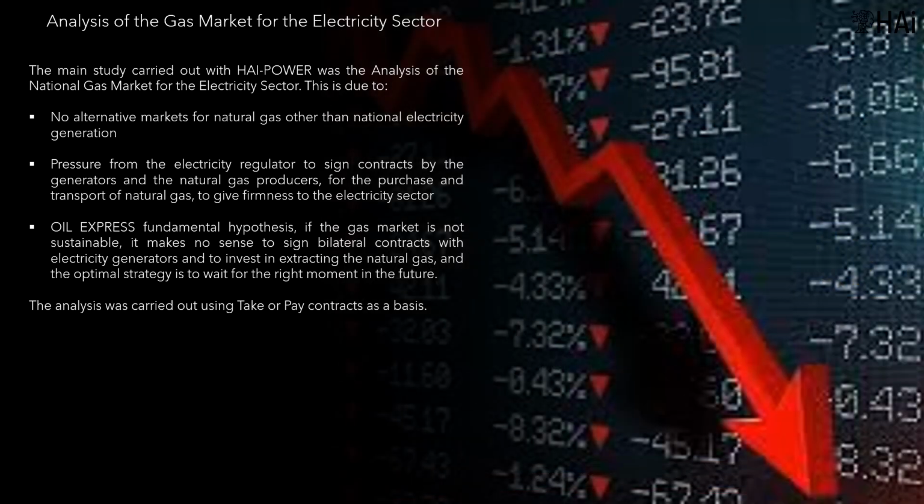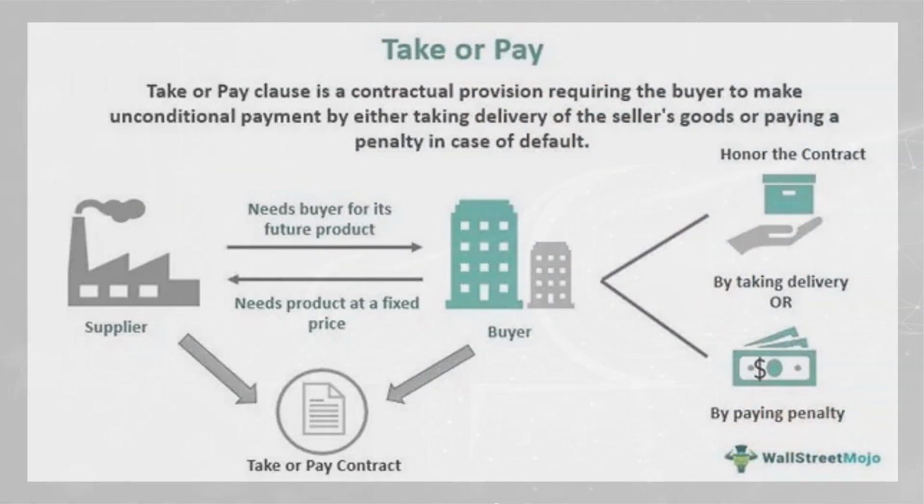Oil Express's fundamental hypothesis: if the gas market is not sustainable, it makes no sense to sign bilateral contracts with electricity generators and to invest in extracting the natural gas, and the optimal strategy is to wait for the right moment in the future. The analysis was carried out using take-or-pay contracts as a basis. The take-or-pay (TOP) is a contractual clause requiring the buyer to take delivery of a specific amount of goods or services from the seller or pay a fine if they do not. Thus, it protects the seller against potential losses if the buyer refuses to complete the purchase by a particular date.